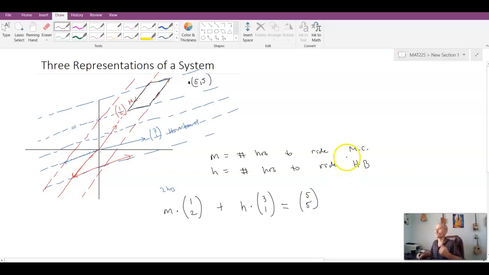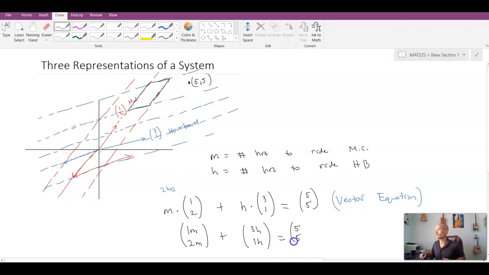This is what we call one representation. This is the vector equation. It's a vector equation because it's an equation equating a bunch of vectors together. That's one representation of a system. But what this really boils down to is when we scale a vector by a constant, remember m is just a number, then we get 1m and 2m inside of that vector. And similarly here, we get 3h and 1h inside of that vector.